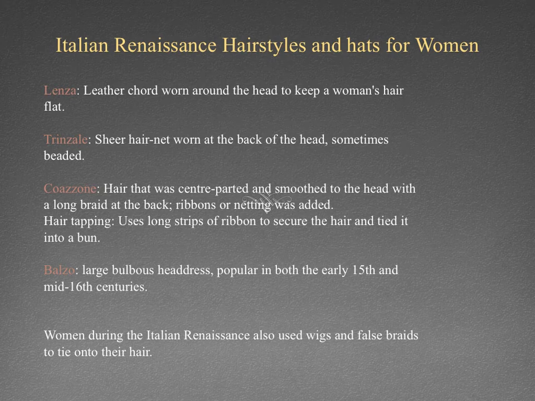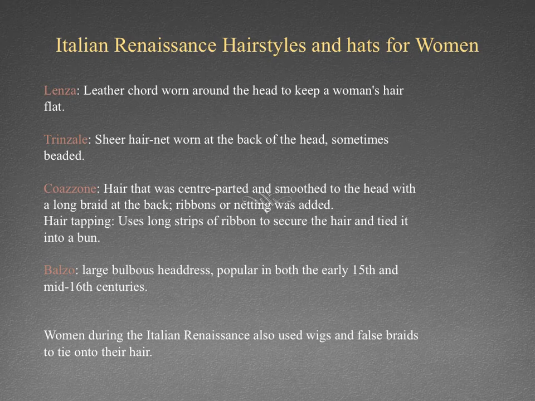The lenza is a cord that's worn around the head like a head necklace to keep a woman's hair flat and out of her face. Or you might have something called a trinzelle, a sheer hairnet that covers the back of the head, and it might be beaded and otherwise fancy netted, sort of like the crispinets from the Gothic period.